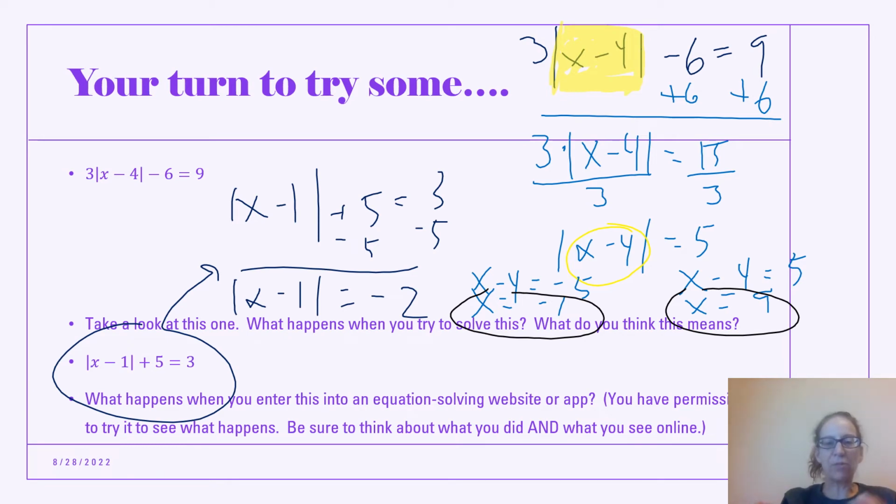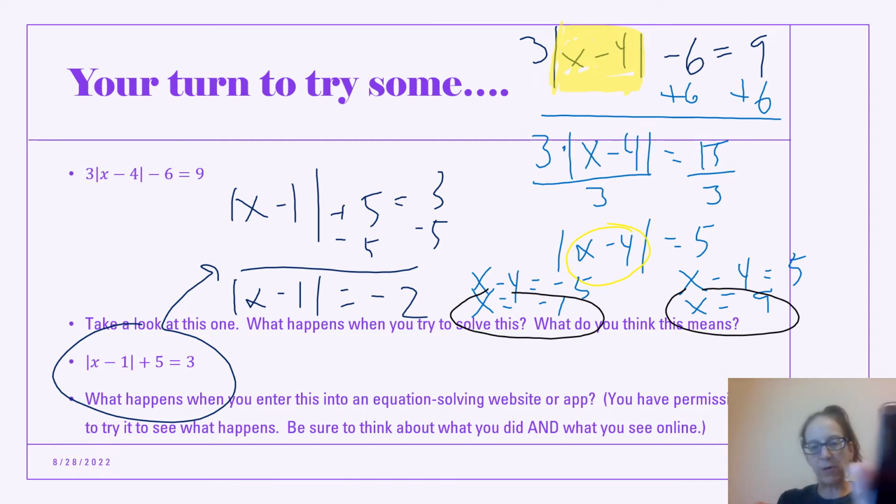So what might this mean? It says, what happens? What do you think this means? You could come up with a lot of answers. This is not an interactive video, but anyway, what you might think it means is that there is no solution to this. Now, then it says, find out what happens when you put it into an app.